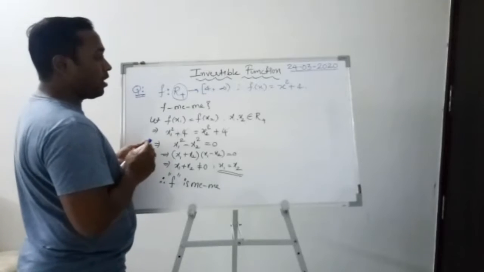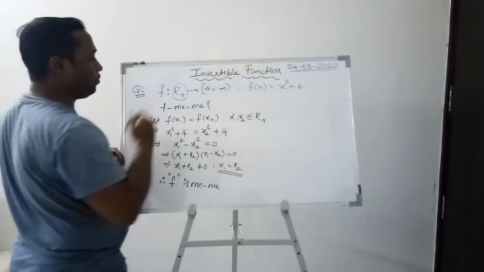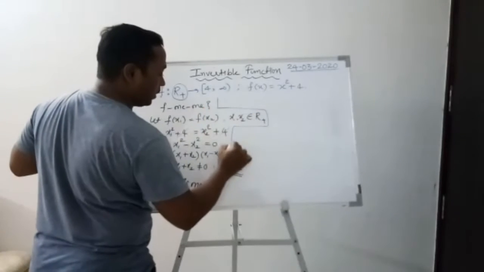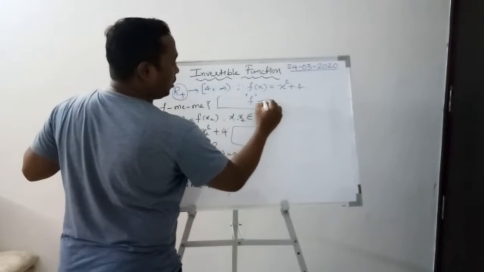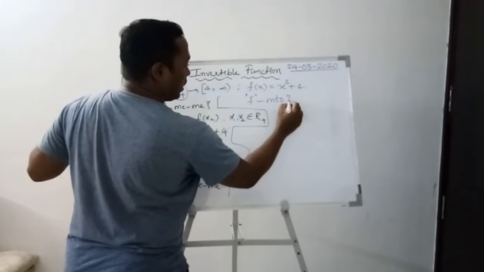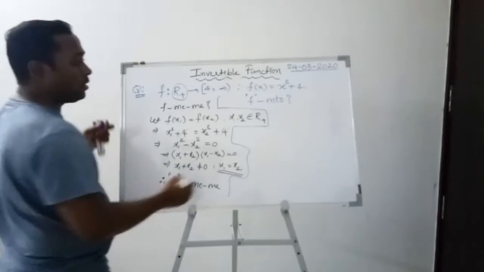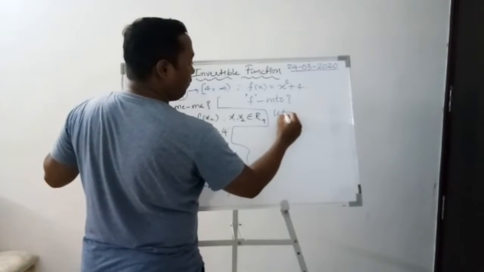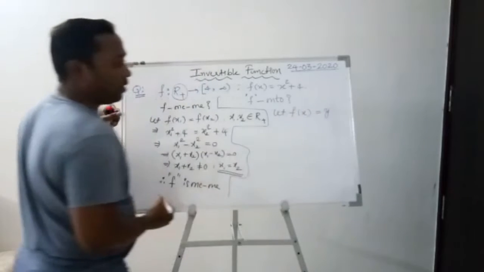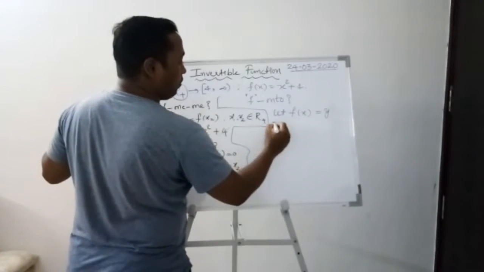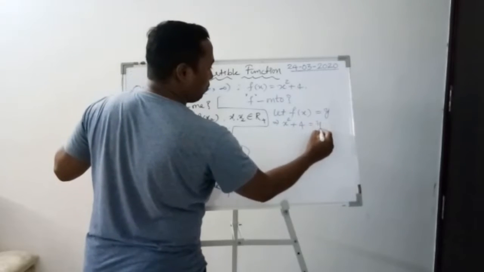So for that, I am now taking the onto process. We are going to check whether the function is onto or not. For that, what is the process? Already we have studied this. First, we assume the given function equal to y. Let f of x be equal to y. So f of x equal to y means the given function x square plus 4 equals y.